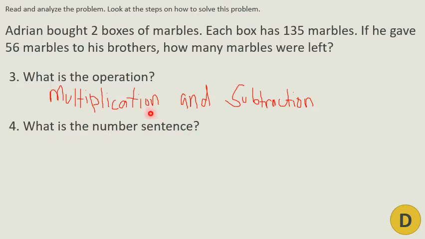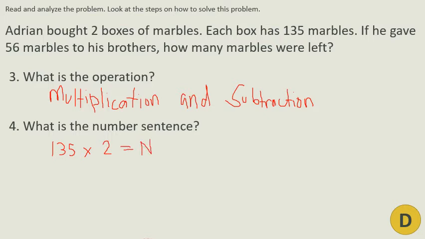What is the number sentence? So, kailangan may multiplication and subtraction sa number sentence. So, ang una natin is to get the total number of marbles that Adrian have. So, yung 2 boxes, ang kada isang box is 135. So, kada isang box is 135 marbles. Dalawa yung kanyang boxes. So, yun ay 135 times 2. Okay? So, yun yung una.